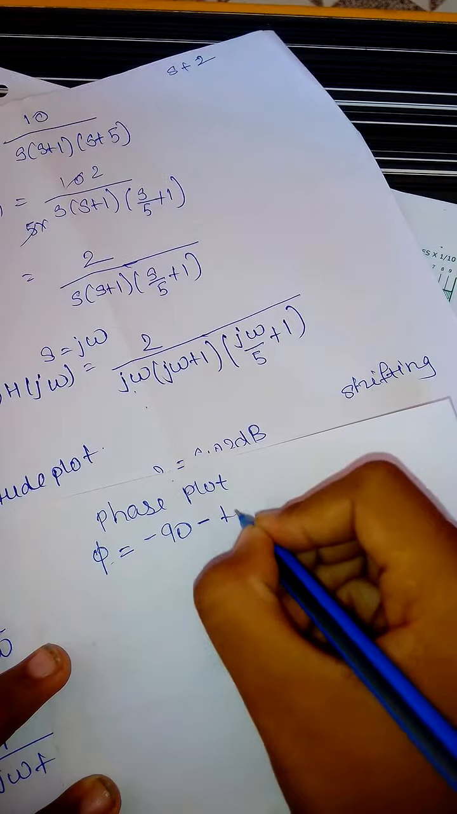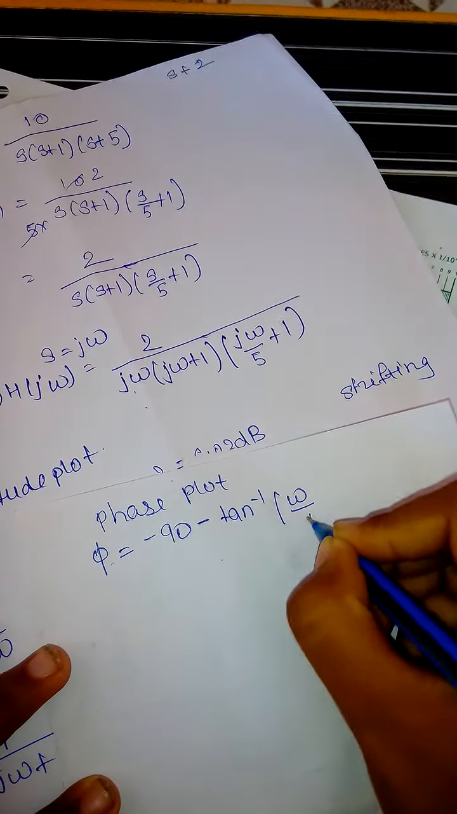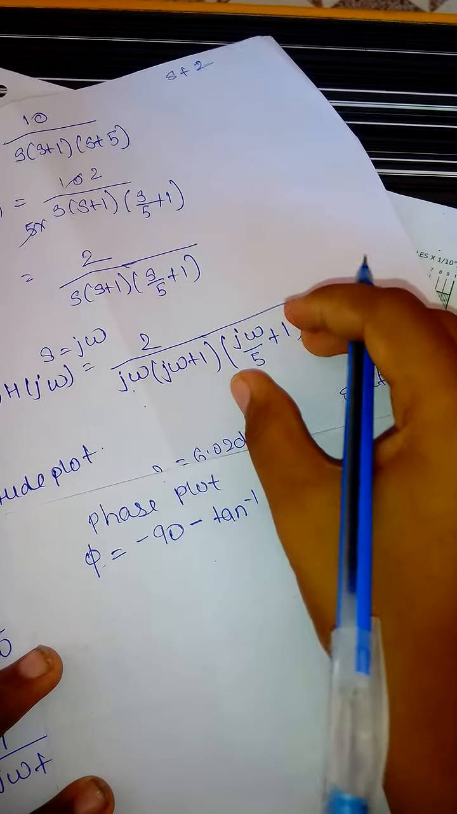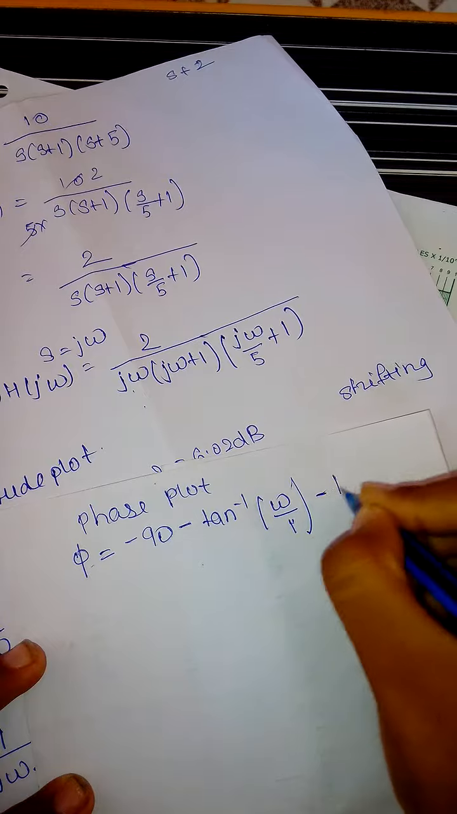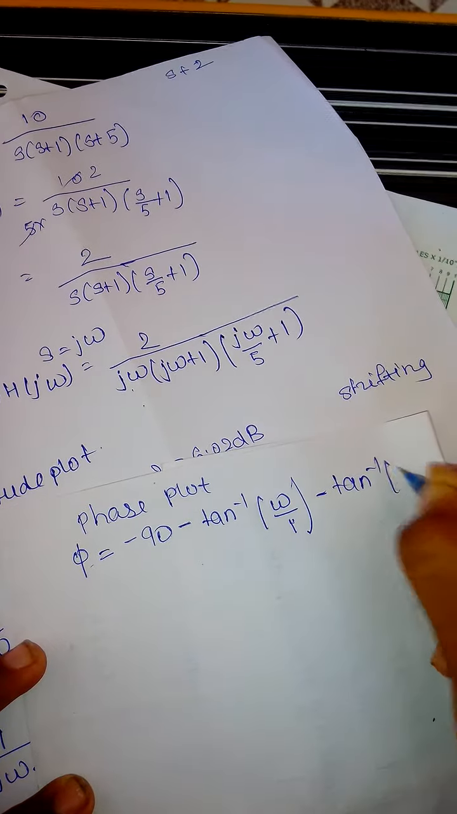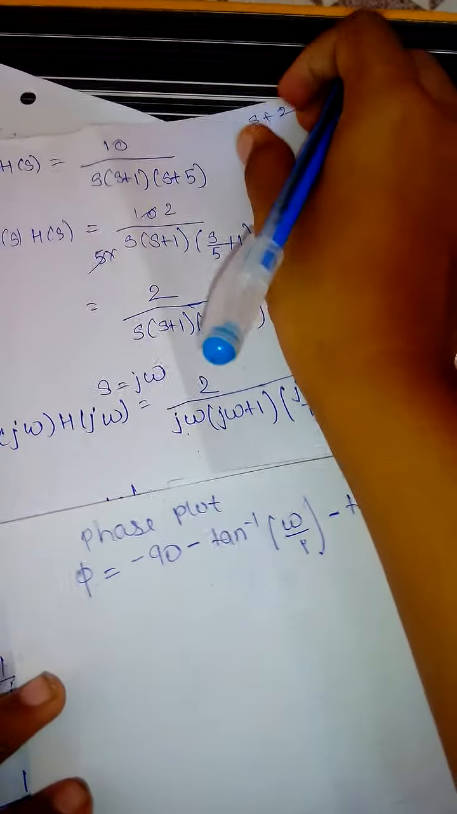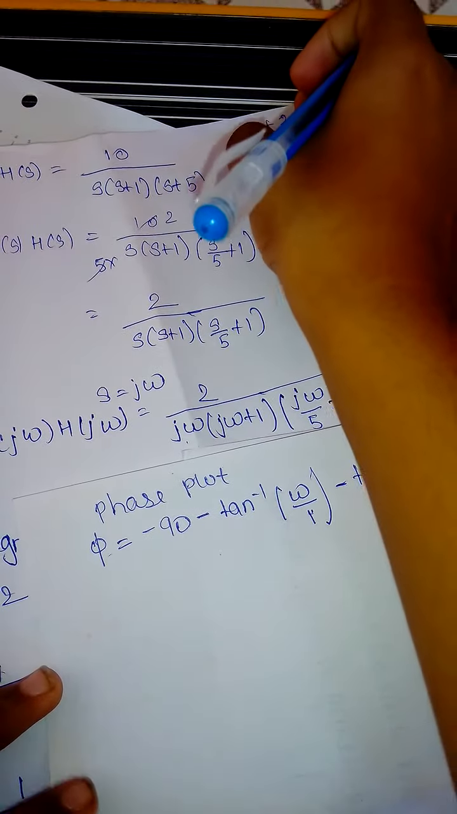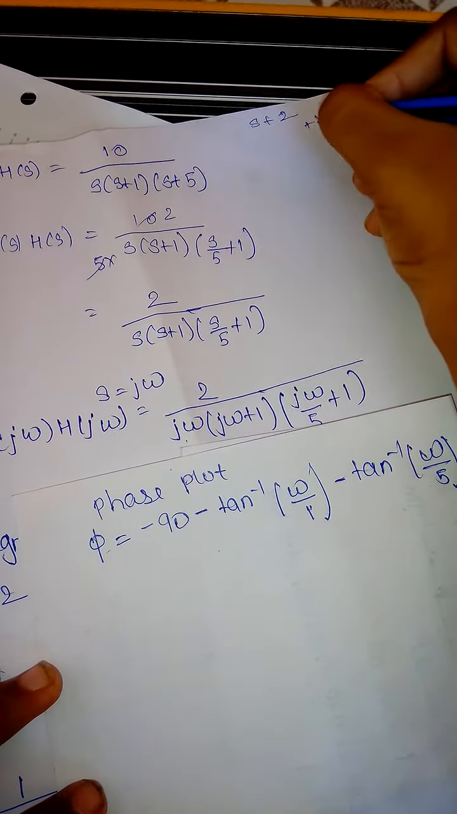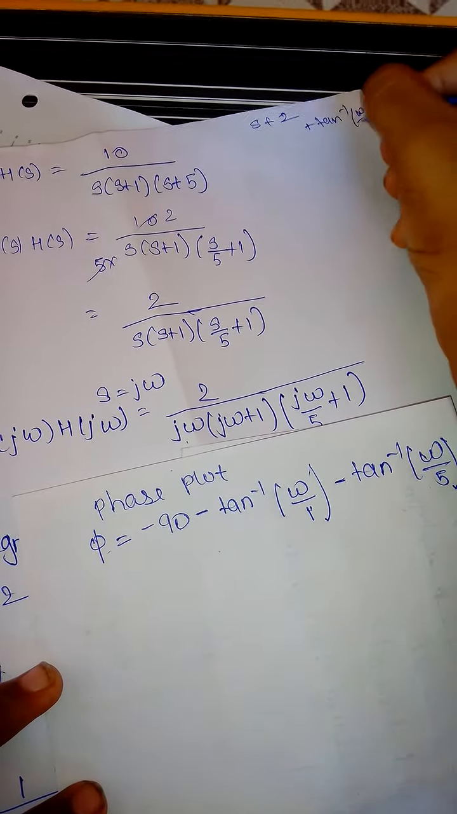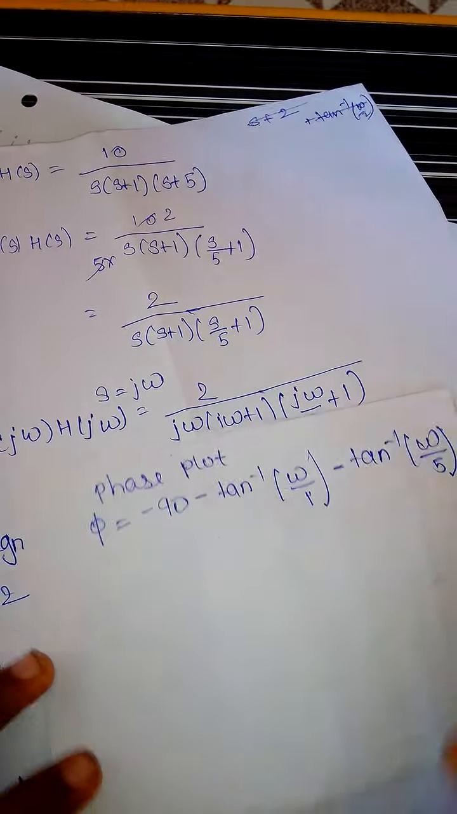So it will be minus tan inverse of omega by 1. This is j omega by 5 plus 1, so it will be minus tan inverse of omega by 5. If there would be S plus 2 in the numerator, it would be plus tan inverse of omega by 2. Now it is not there, so I am not taking it here.